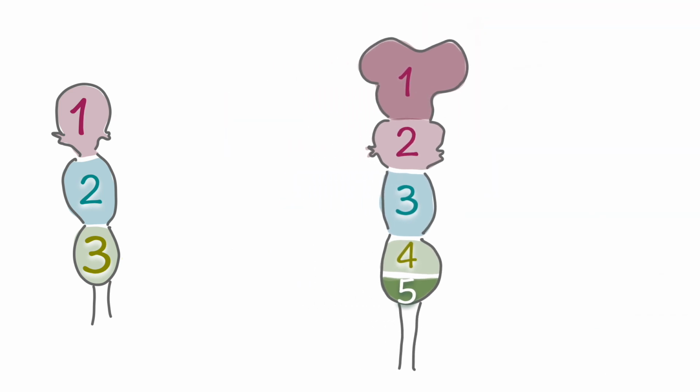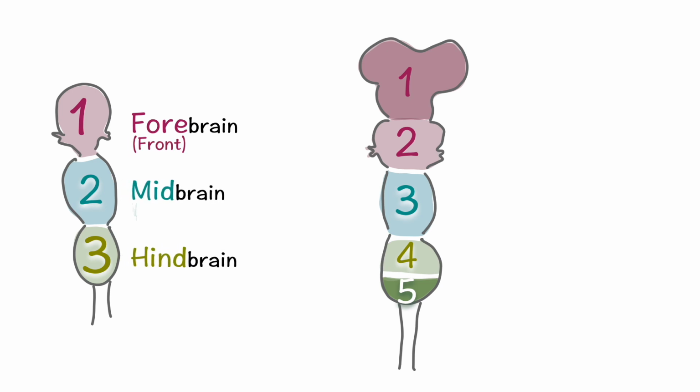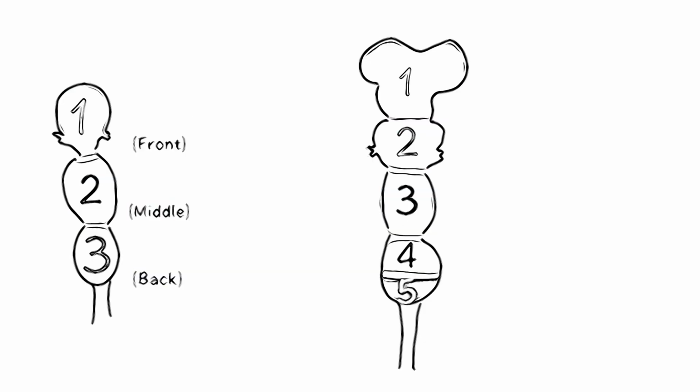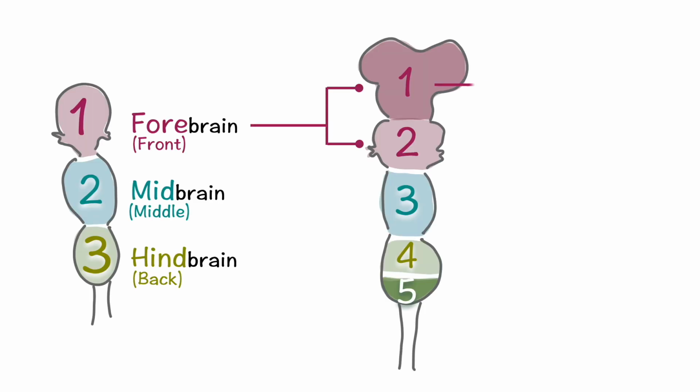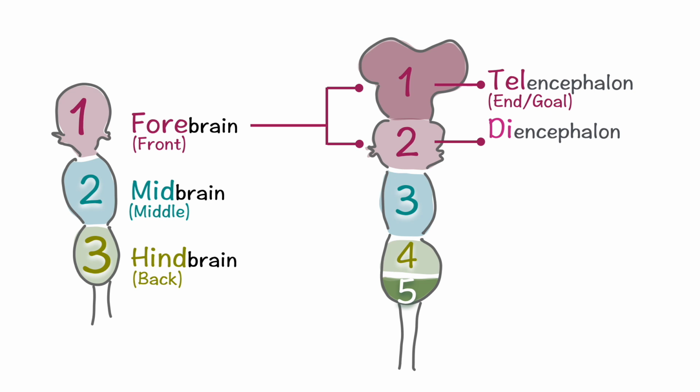The names come from their positions: forebrain, midbrain, hindbrain. Fore means front, mid means middle, hind means back. What are their names? Forebrain, midbrain, hindbrain. Forebrain becomes telencephalon and diencephalon. Tele means end or goal, and di means across and second.